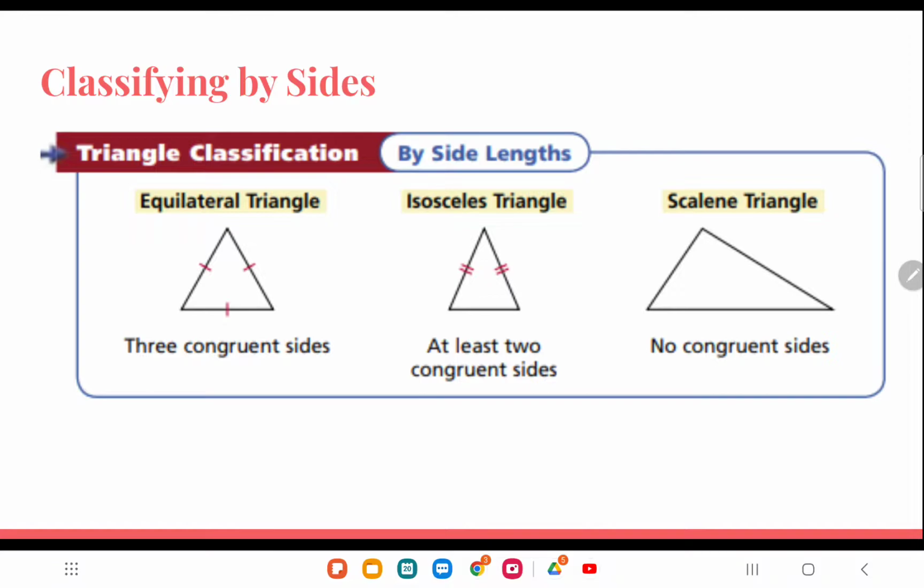Let's begin by classifying by side lengths. There's three ways to classify triangles by side lengths. A triangle may be equilateral, that is, it has three congruent sides. It may be isosceles, in which case it has at least two congruent sides. So note that an equilateral triangle is also an isosceles triangle, but the converse of that is not always true. A scalene triangle has no congruent sides.